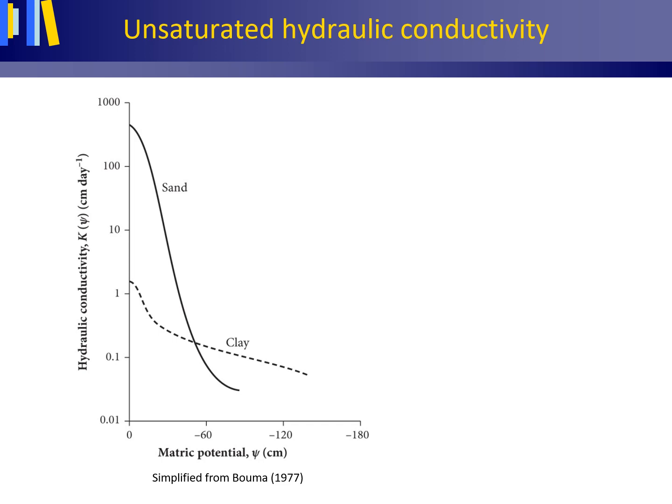Clay has a larger variety of pore sizes. When, for the examples shown here, the matrix potential becomes more negative than minus 52 centimeter, the unsaturated hydraulic conductivity becomes larger for clay than sand.